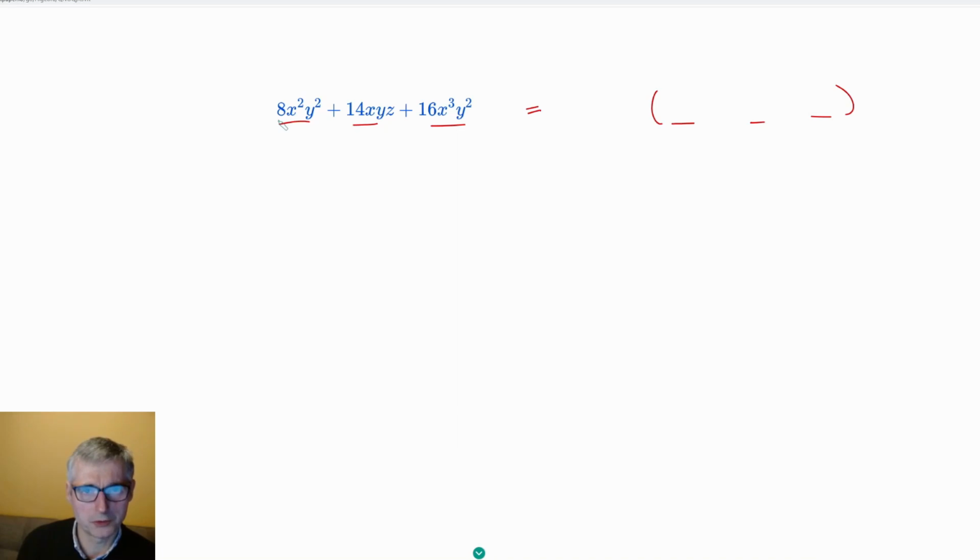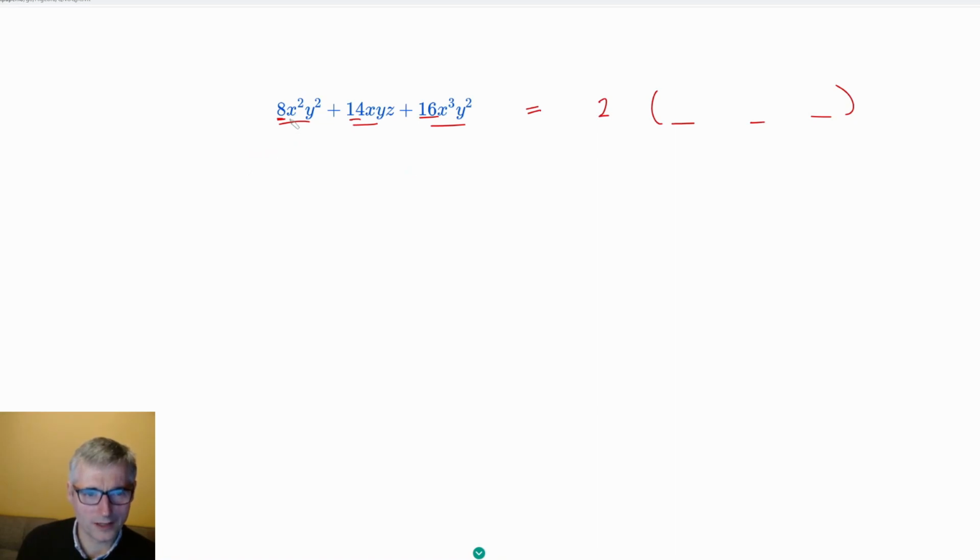So we'll look at the numbers bit first, and we've got an 8, a 14 and a 16. So the highest common factor of all of those, which means what's the largest number that will go into each one of those, is 2. So we can take a 2 out to the front.